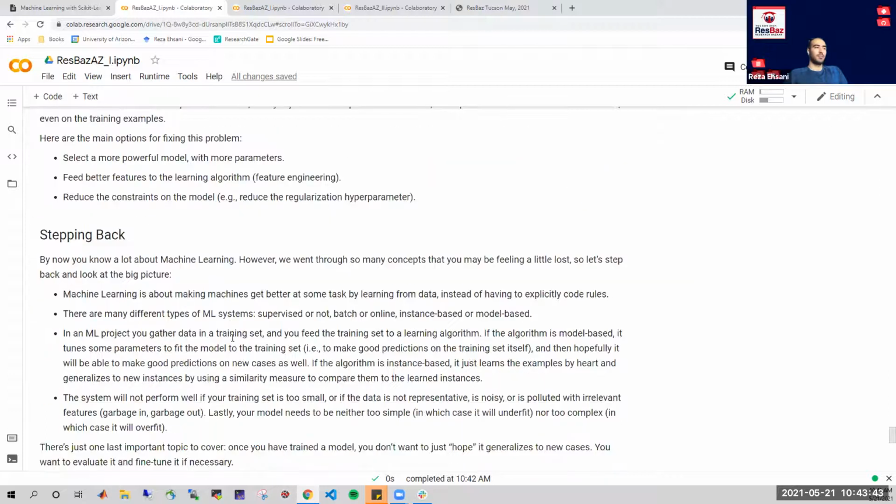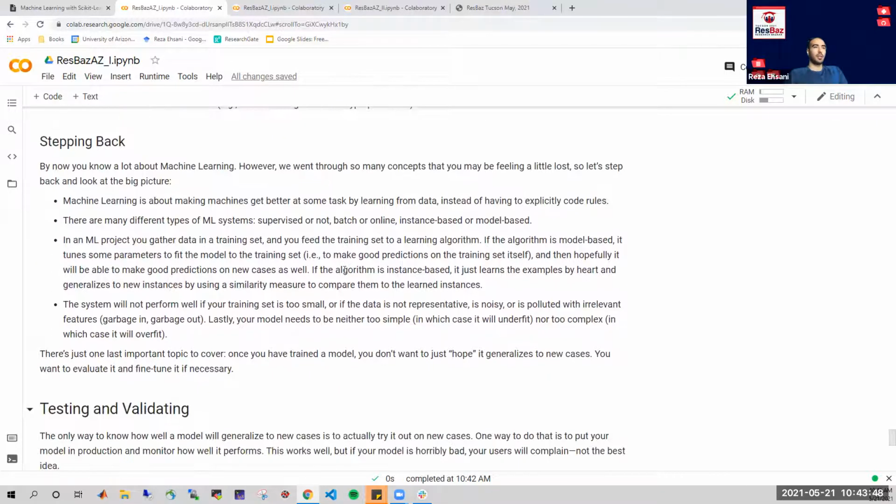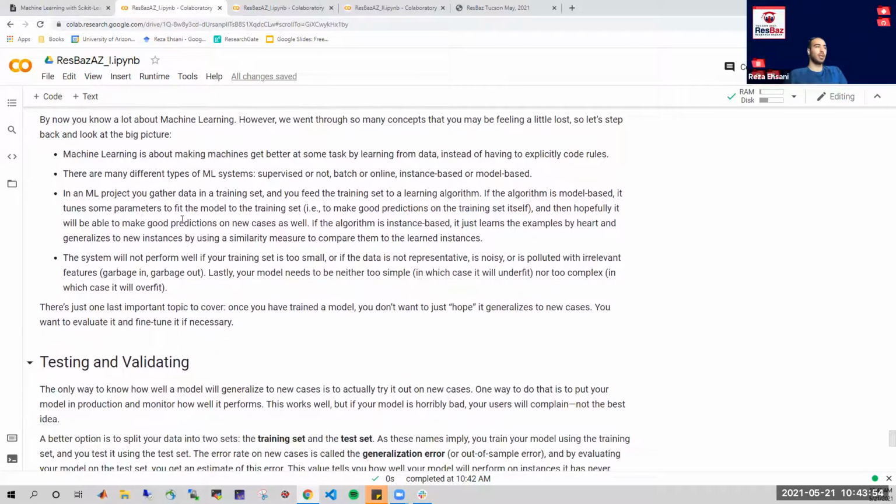So we talked about a lot of ground in machine learning, and now I think you may feel lost, so it's a good idea to step back and review what we talked about. We said that machine learning is about making machines get better at a task by learning from data, instead of hard coding the rules. There are three categories of machine learning algorithms in general: supervised versus unsupervised, online versus offline or batch learning, and instance-based versus model-based.